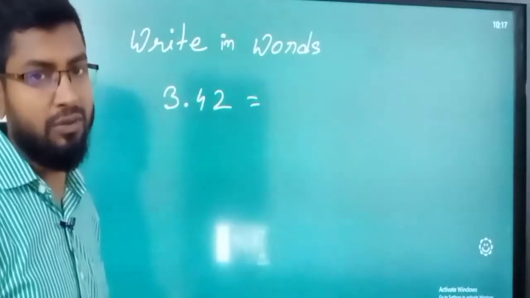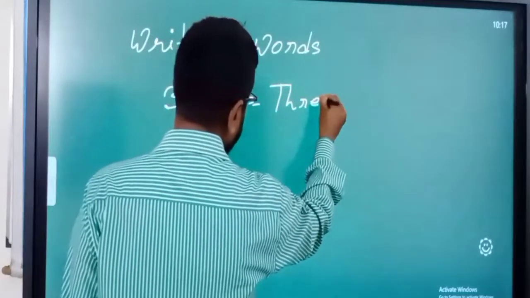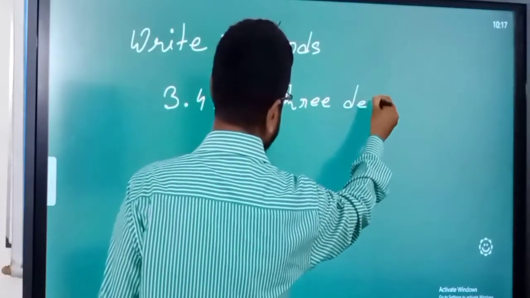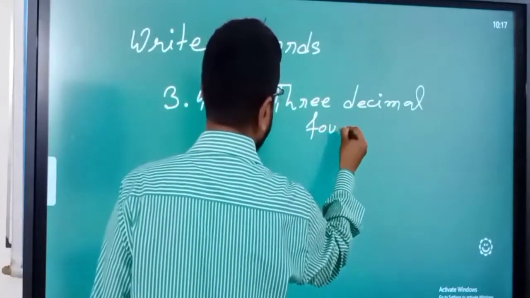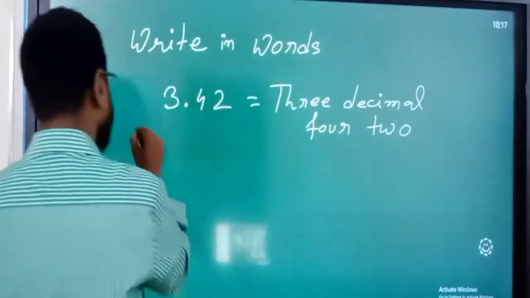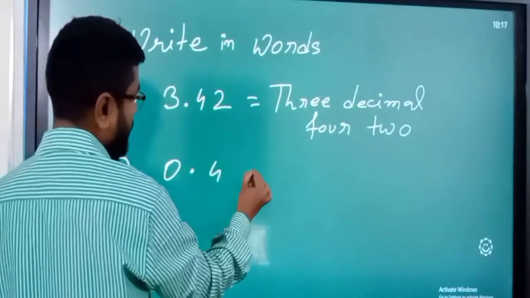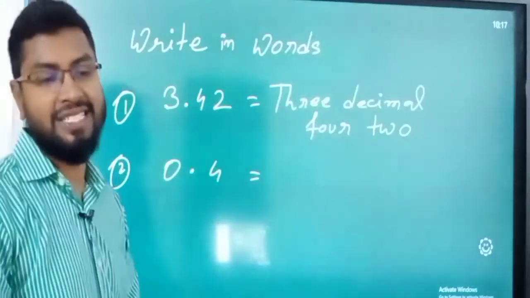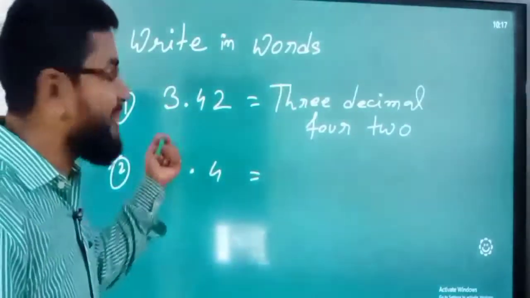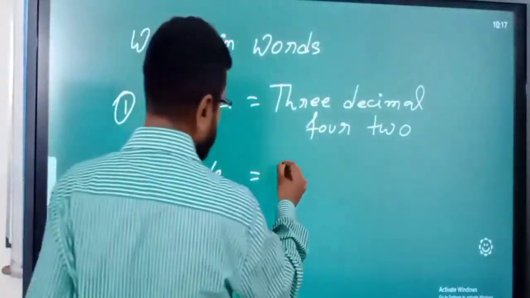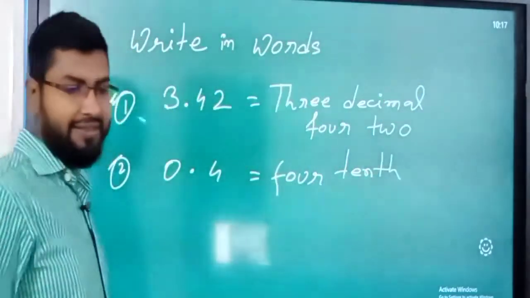Yes, Tasneem, can you tell me? Very good. 3 decimal 4 2. 0 decimal 4, how can I write? 0 decimal 4, yes, if you write 0 decimal 4 there will be no problem. But after decimal there is one digit, so we can write it is 4/10. We can write it.